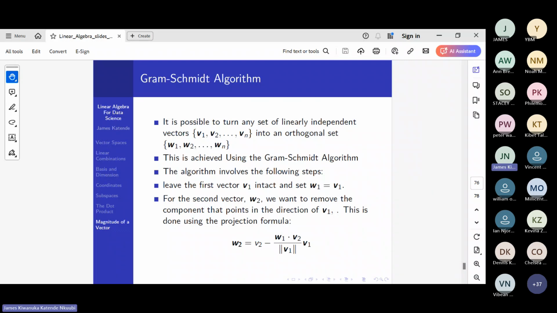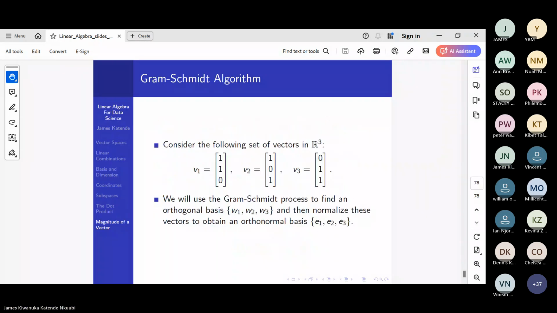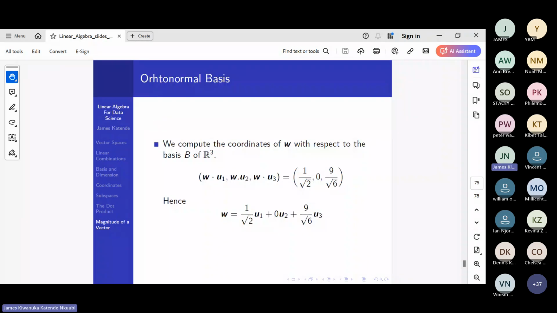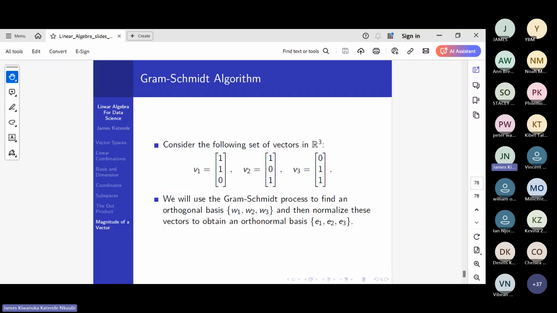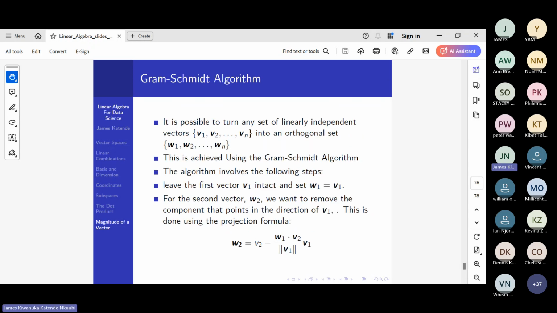I think we can leave that as an exercise for you to check. In your own time, you can let me know. So the next thing, we shall not do this in detail.